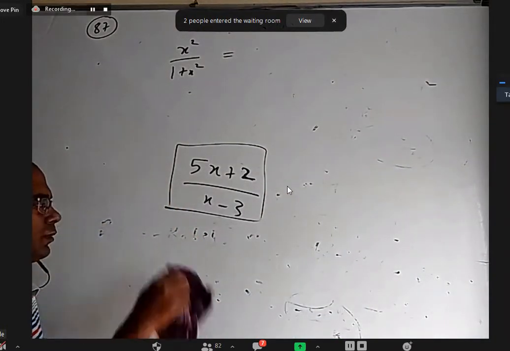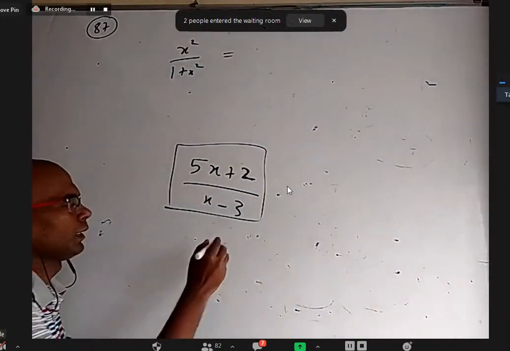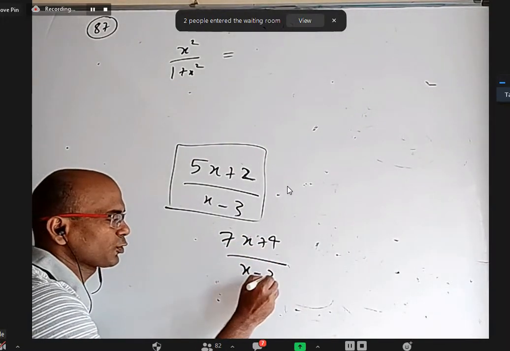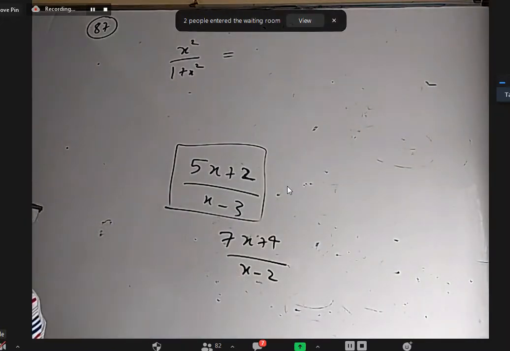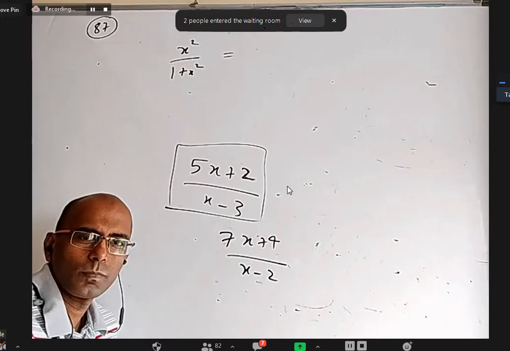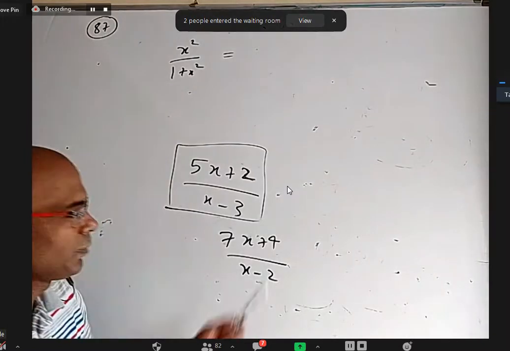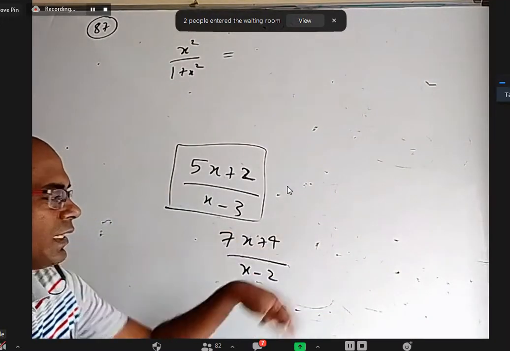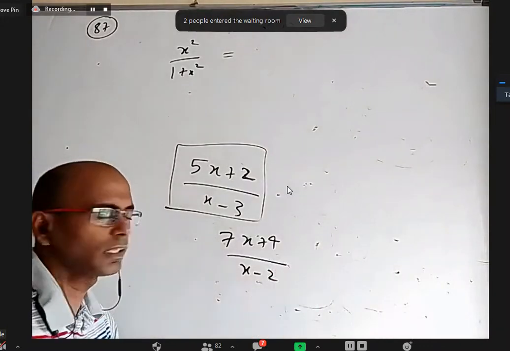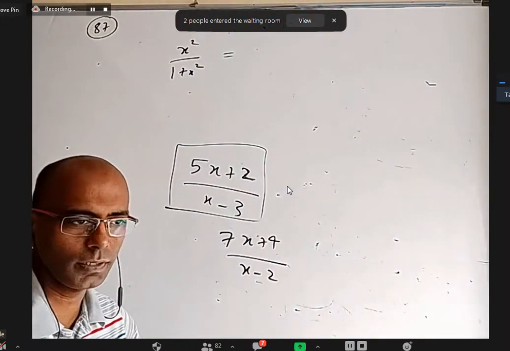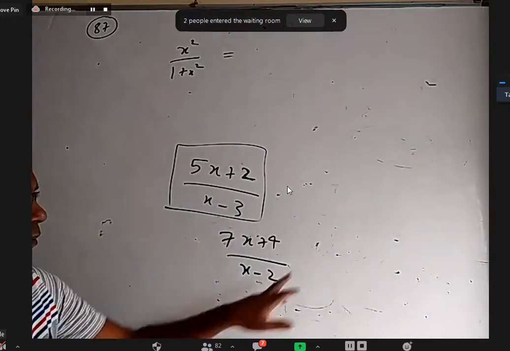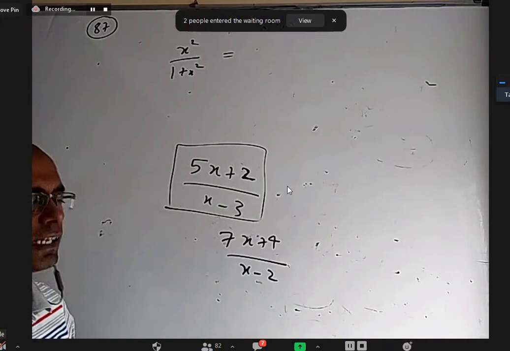Let me ask another question. 7x plus 4 by x minus 2. What is the range of this function? All real numbers except 7, because if you take it equal to 7 and do cross multiplication, you won't get any x value. Other than 7, anything else you equate it to, you'll be able to find an x value, right? So here we are finding the range. You can see it like this in the beginning, but later on you can tell directly.